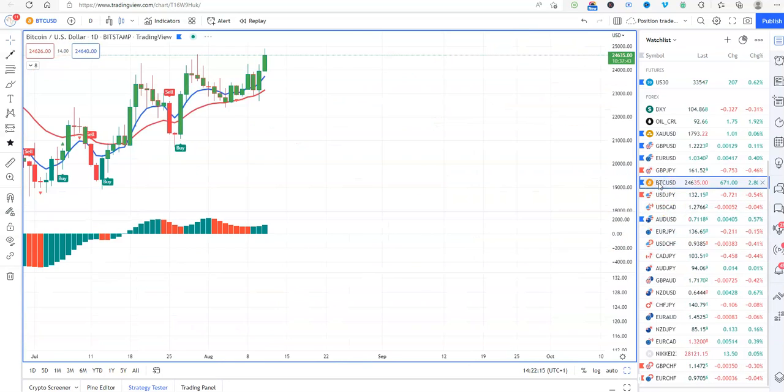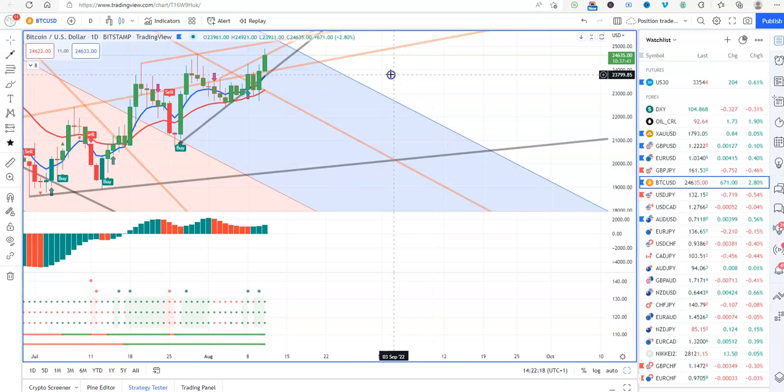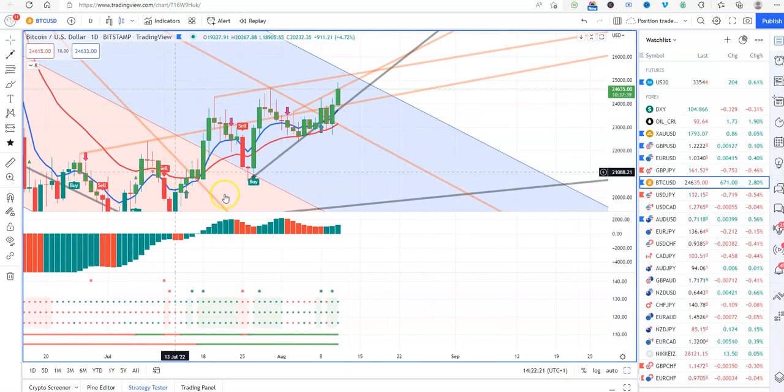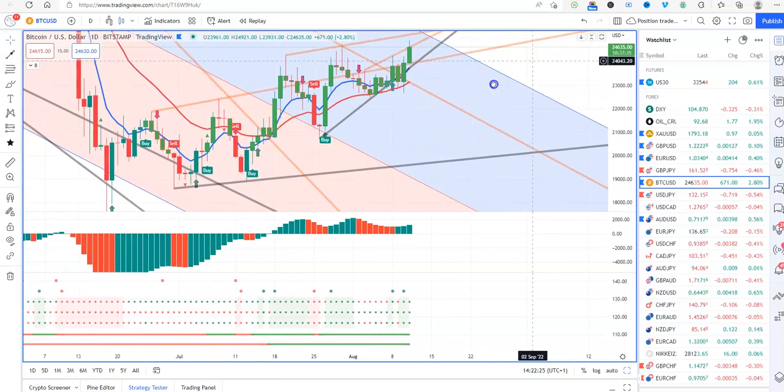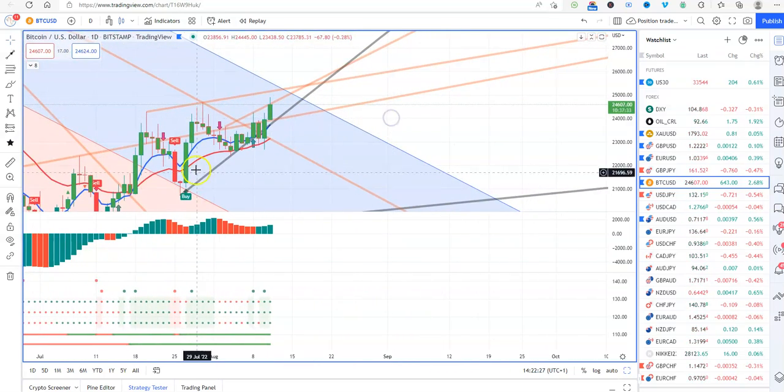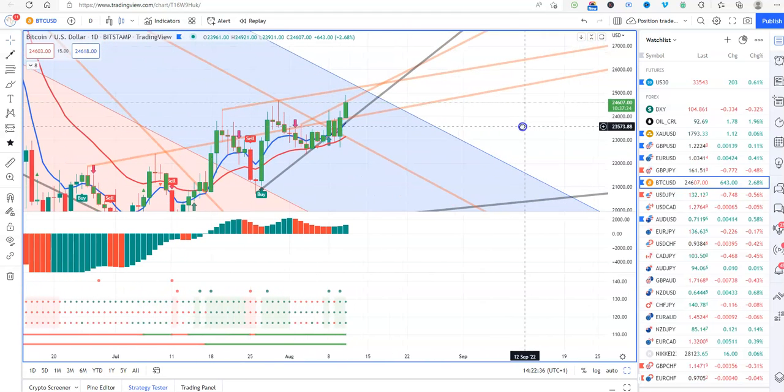Bitcoin, I know that you guys sometimes like Bitcoin, and this did move into an uptrend a few weeks ago. It bottomed out as predicted and now is going up to 25,277, currently 24,607. So there's no money to be made on that, but nonetheless interesting.